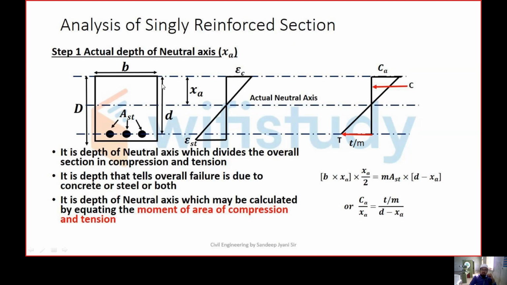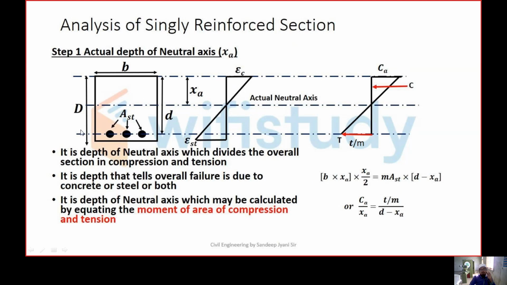Here d is not the overall depth, not the effective depth, but it is indicated as XA. So b into XA. The area of the above portion is b into XA, and it is multiplied by the center of gravity. The center of gravity lies exactly at half of the depth of the neutral axis. So b into XA into XA by 2, and it should be equated to what? The moment of area of tension.